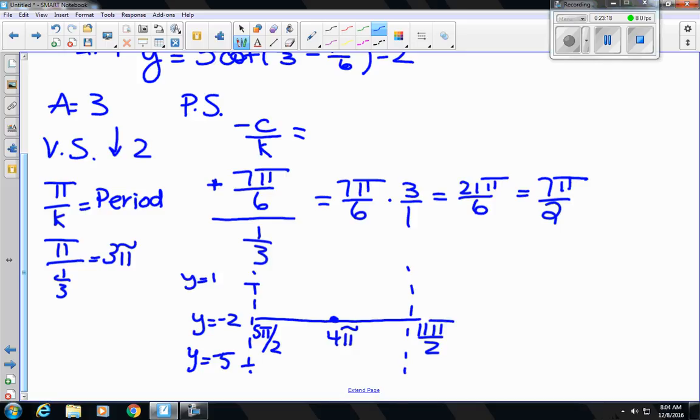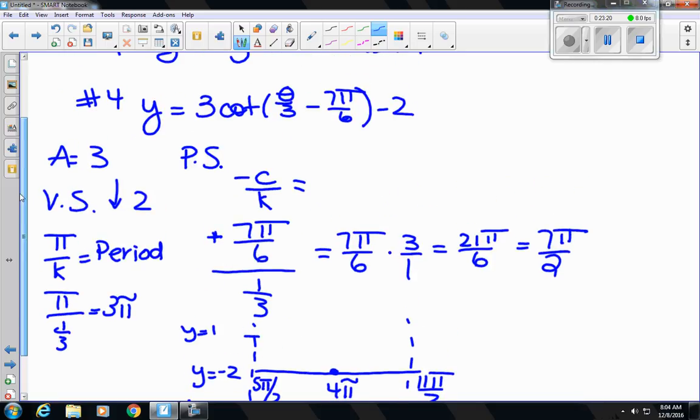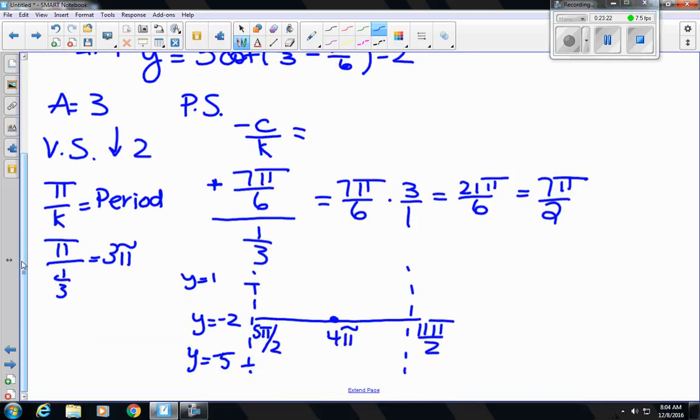I did not have any sort of reflection, and a cotangent graph goes up on the left and down on the right. So all I have to do is plot a point here, plot a point about right there, about halfway in between each of those, like right there and right there, and then just connect the points.